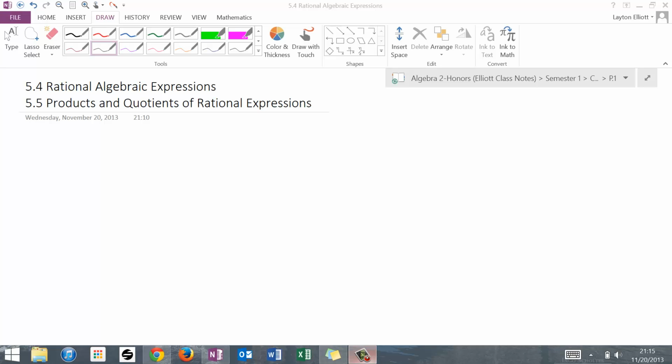So we're going to start with talking about what the word rational means, because if you look at the section titles, they both have to do with rational expressions. The first one's just talking about them, and the second is talking about the products and quotients, meaning multiply and divide. So rational itself means divide, and if I think about it, it means a fraction bar of something over something else. And pretty much what we're going to be doing is a polynomial over a polynomial.